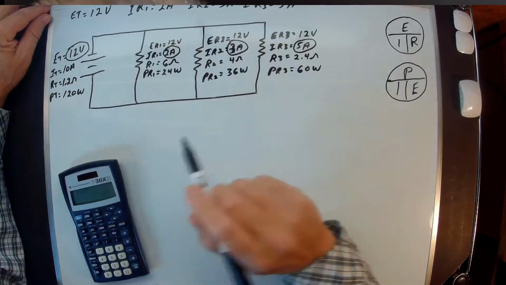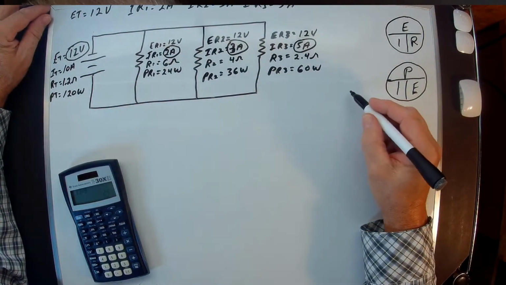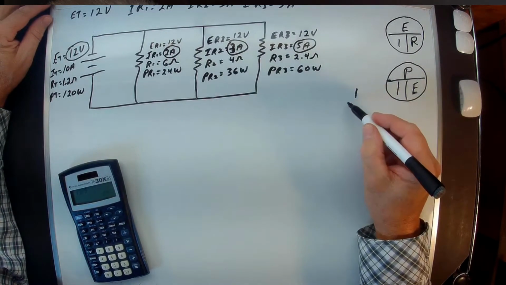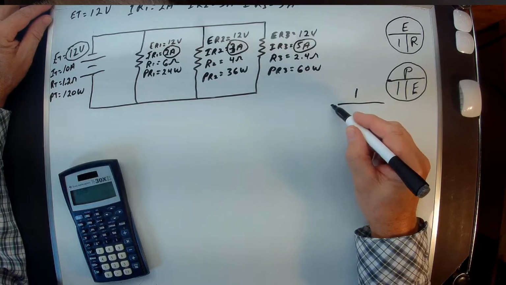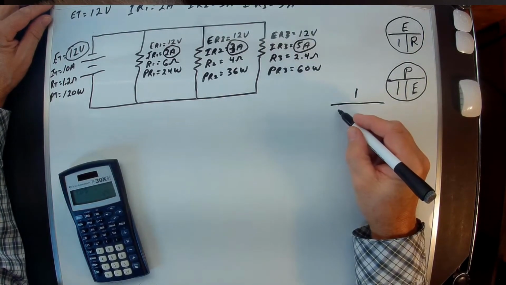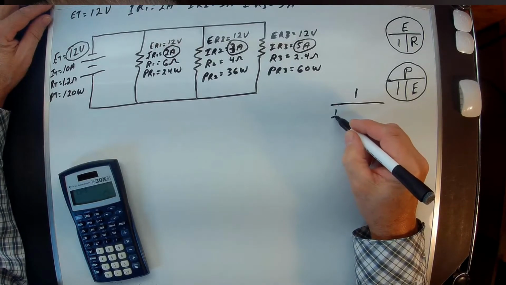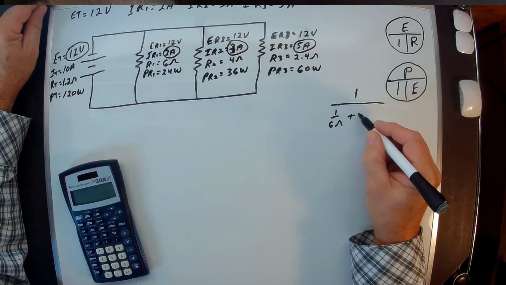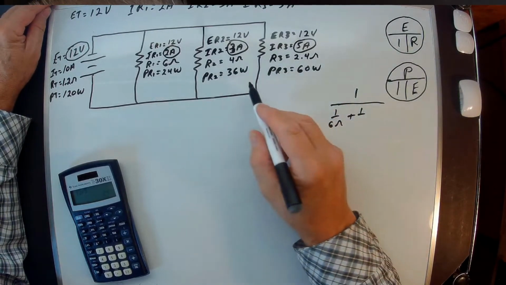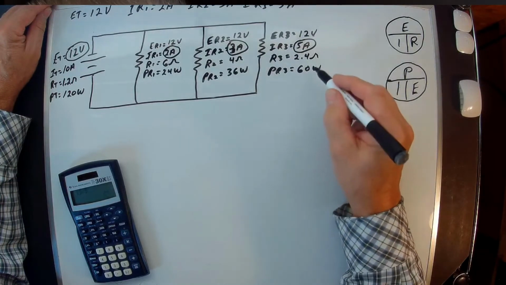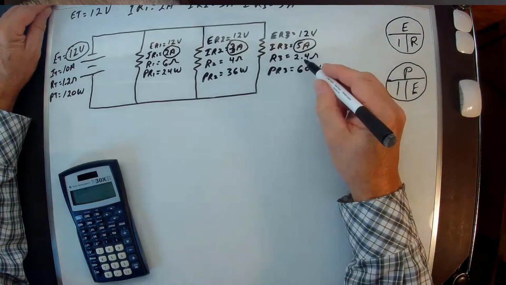Now the resistance is a little different. For the resistance, we have to do the reciprocal formula. It's probably the way we use it the most. There's another couple formulas that we can use, but I'm mainly going to talk about the reciprocal formula here. So it's 1 over 6 ohms plus 1 over 4 ohms plus 1 over 2.4 ohms.